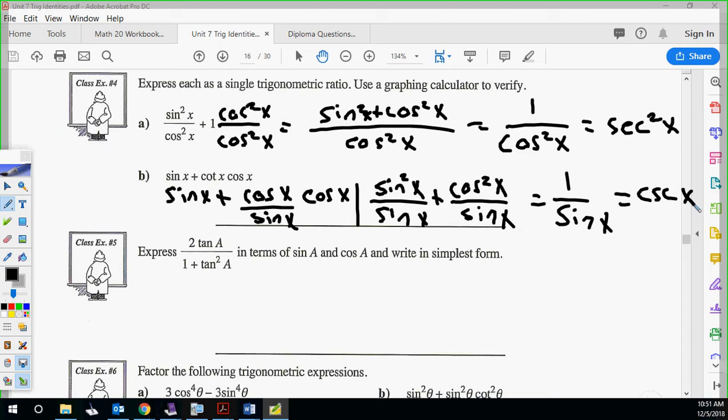Yeah. So if you missed this step here, I'll show it one more time. The sine x was over 1. We multiplied sine x at top and bottom to get a common denominator. So sine x squared on top, sine x on bottom. That's where that came from. Okay. Two more.